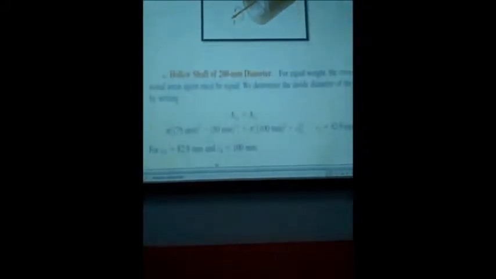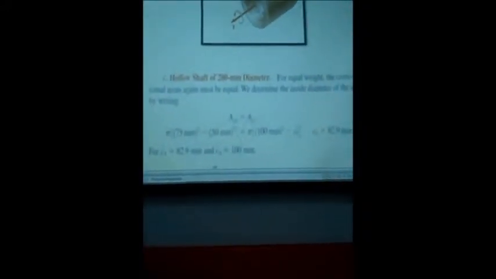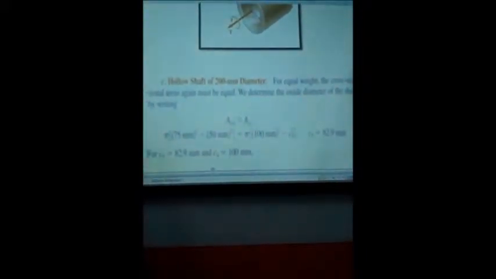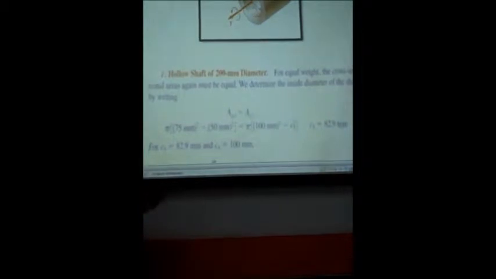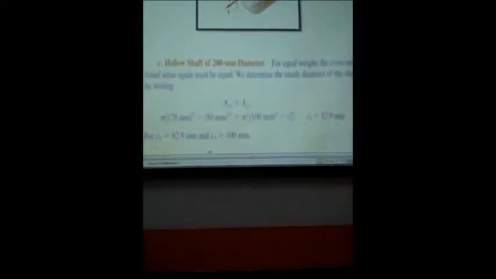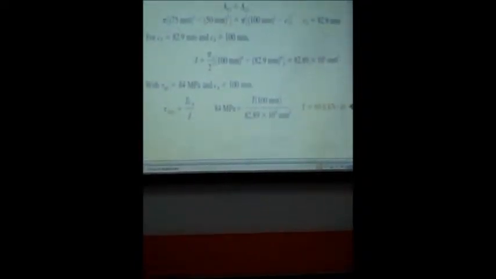And then lastly, the hollow shaft of 200 millimeter diameter. For equal weight, the cross-sectional areas must be equal. We determine the inside diameter of the shaft by writing A equal to A, and then we calculate to get the answer torque equal to 69.6 kilonewton meter.